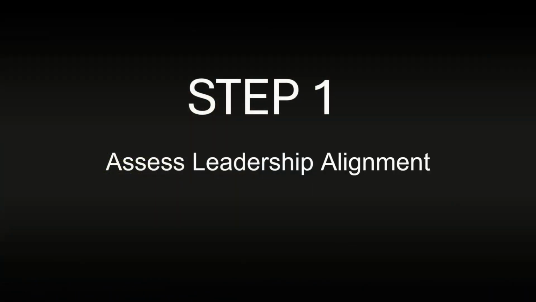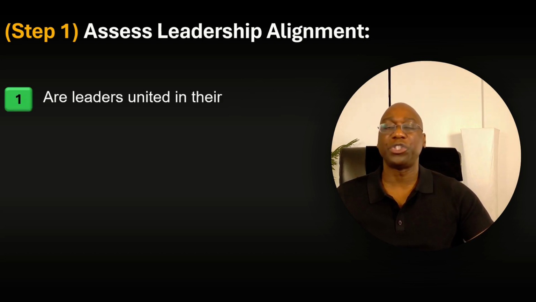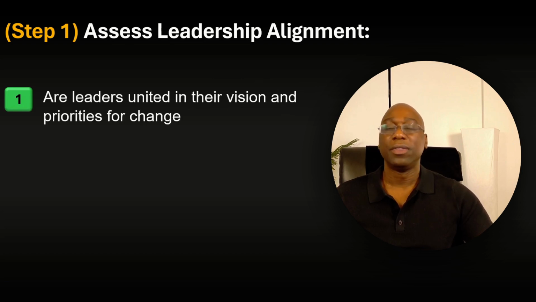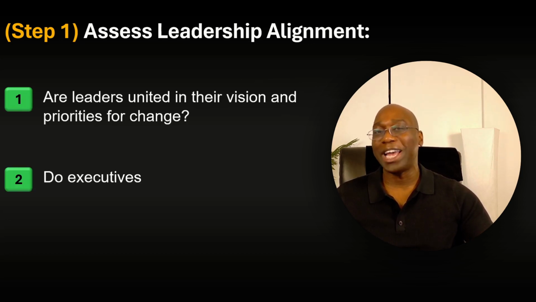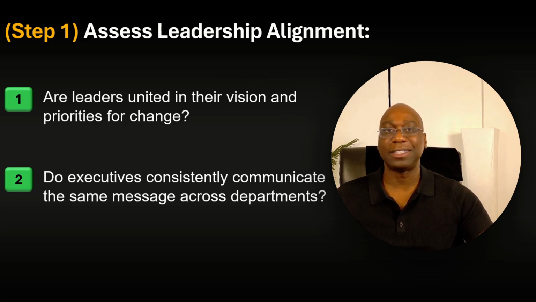Step 1, you want to assess leadership alignment. So for example, are leaders united in their vision and priorities for change? This is important for you to ensure in order to increase your successes. Another key aspect of this step 1 is this: do executives consistently communicate the same message across departments? It is important that your leadership and your senior executives are communicating the same message so there are no conflicts.